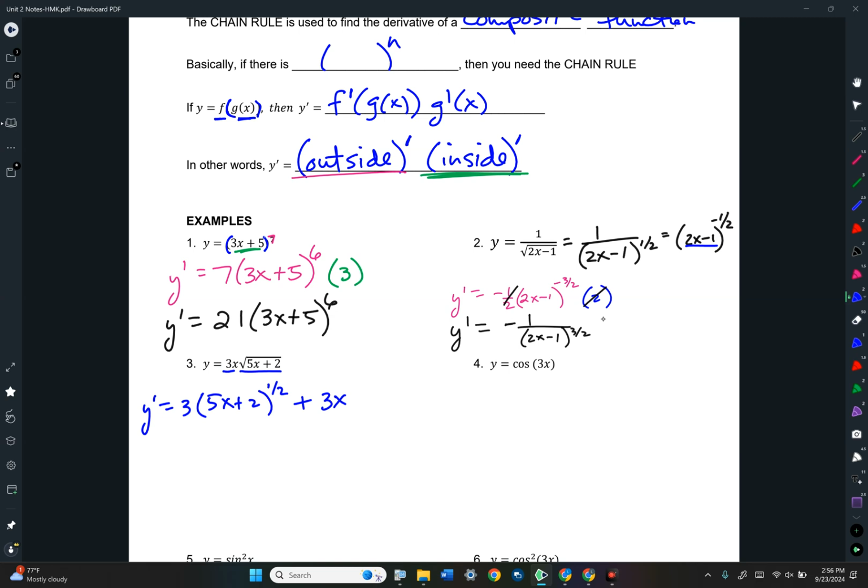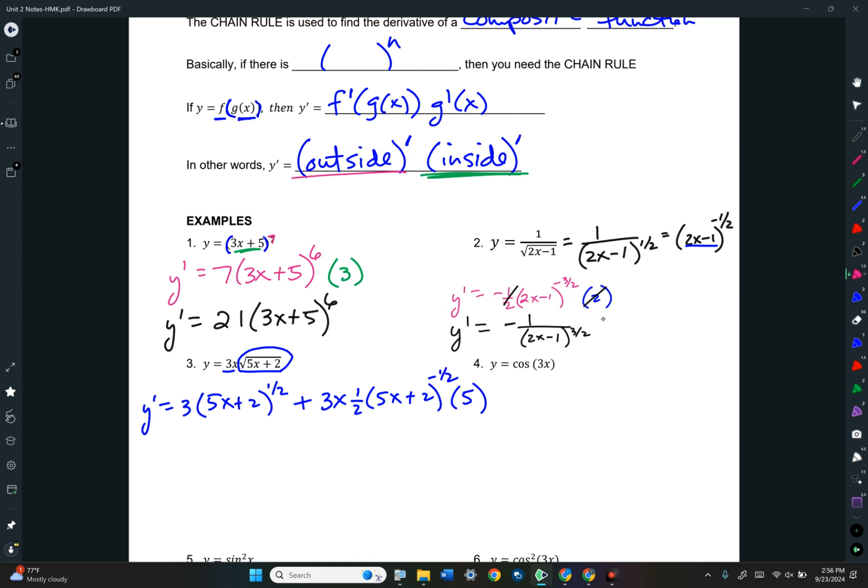And now when I go to do the derivative of the second, I'm going to bring the 1/2 down in front, keep the 5x plus 2, decrease by 1 to the negative 1/2. That's the derivative of the outside, and I still have the derivative of the inside, so it's still times 5.